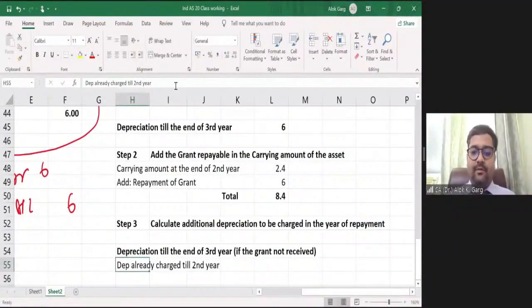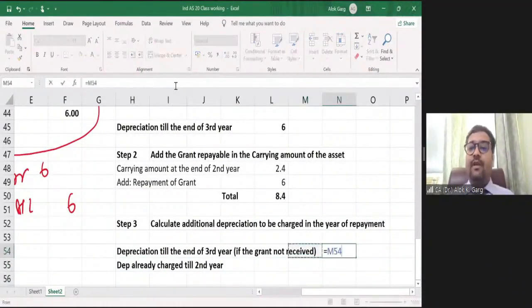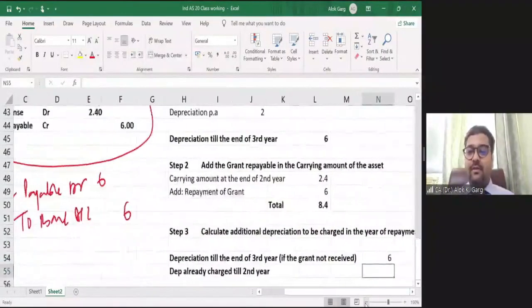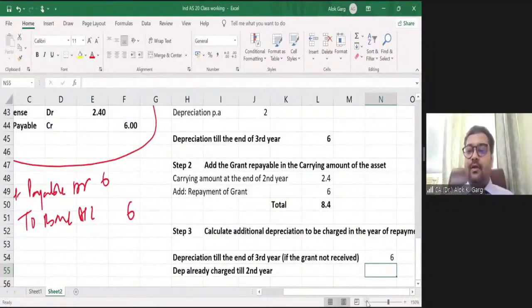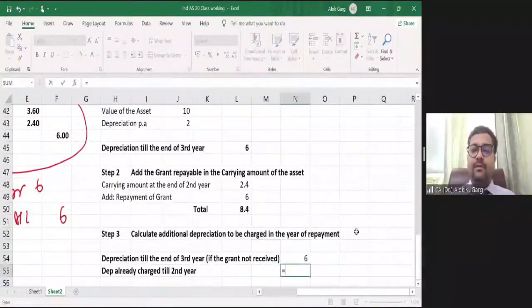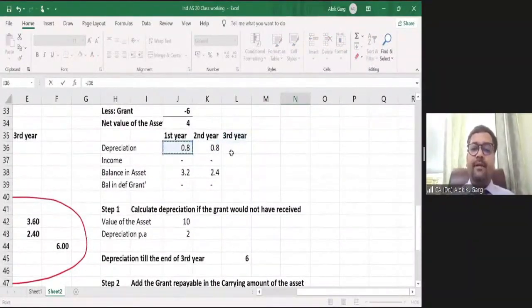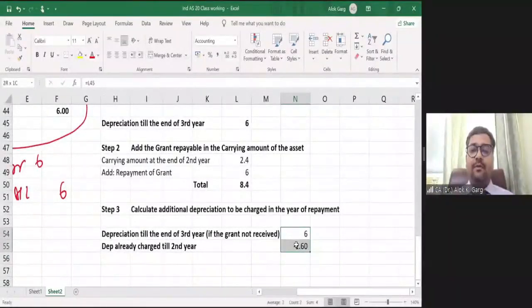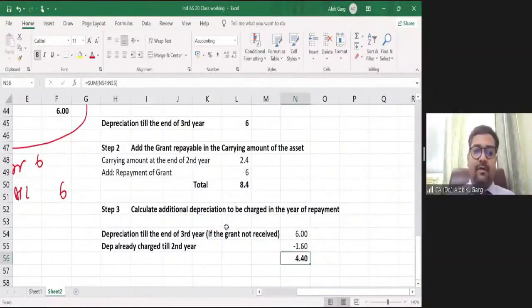So the depreciation would have been 6 lakh. The depreciation already charged is how much? 0.8 in the first year, 0.8 in the second year, so it is 1.6. The depreciation already charged is 1.6. So how much additional depreciation is required to be charged? The additional depreciation required to be charged is 4.4. Okay.